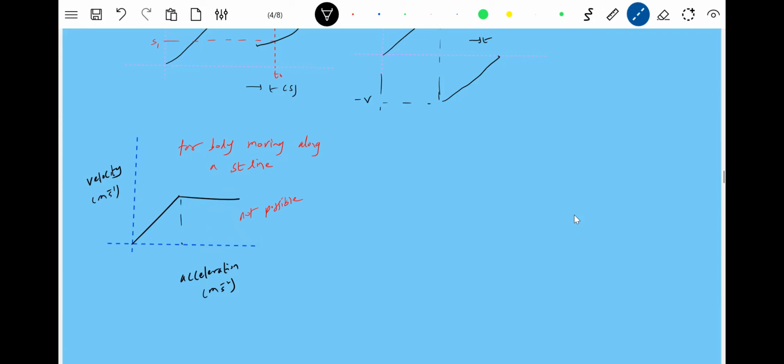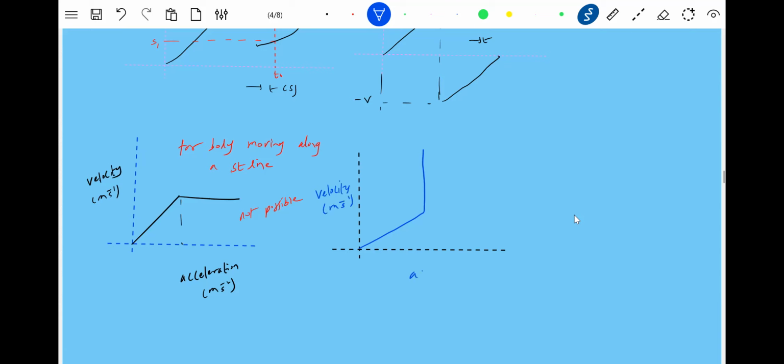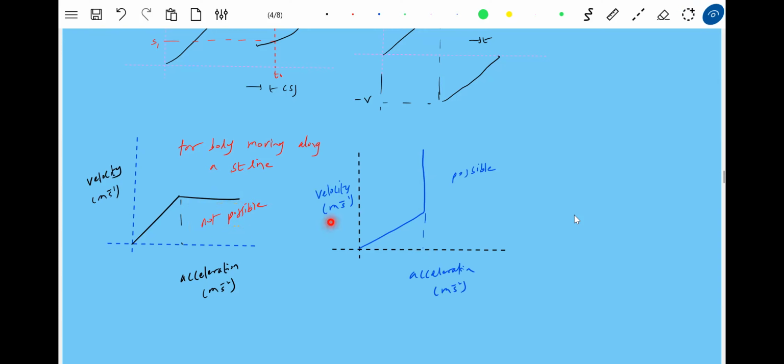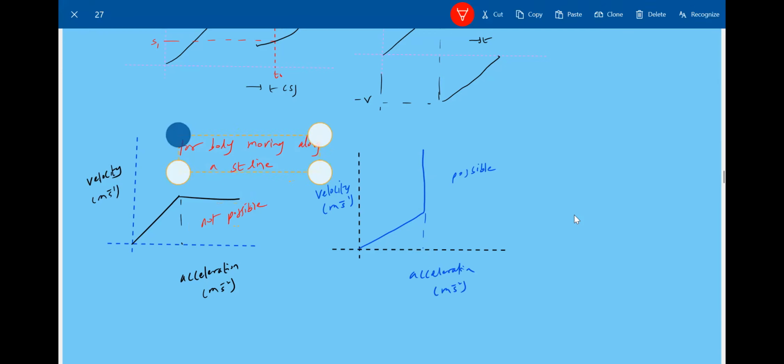Similarly, if the velocity versus time graph is like this, and this is an acceleration. This is possible because for uniform acceleration, velocity will keep on increasing. This is possible. You have to be very careful about the graphs also. Practically possible or not? Yes, this is also for a body moving along a straight line.